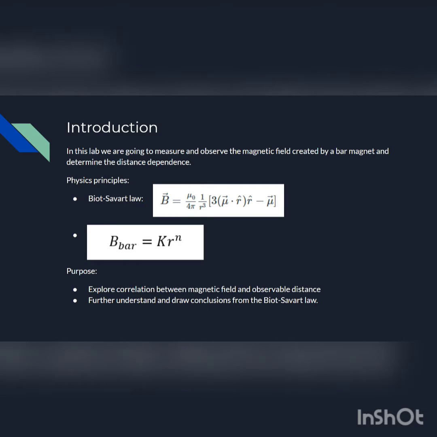So in this lab, we're going to measure and observe the magnetic field created by a bar magnet and determine the distance dependence. The physics principle in this lab is the power law and the magnitude of a magnetic bar. Purpose: we're going to explore the correlation between magnetic field and observable distance, and further understand and draw conclusions from the power law.